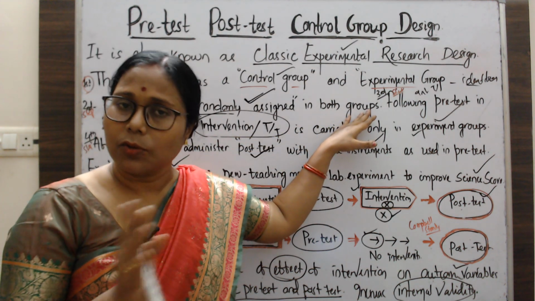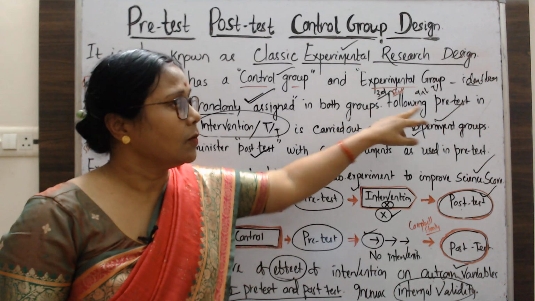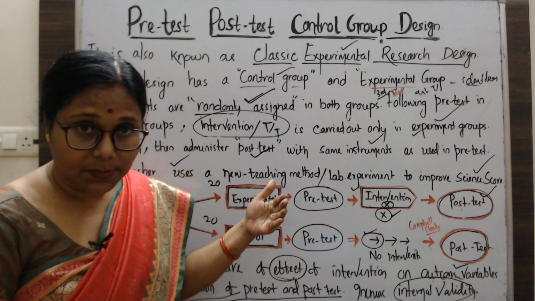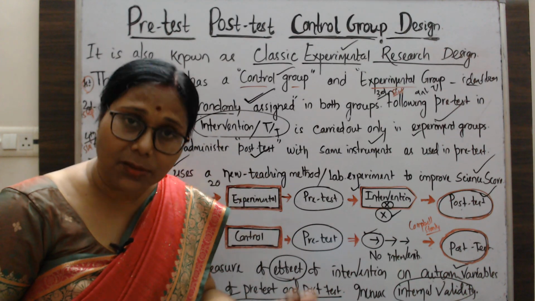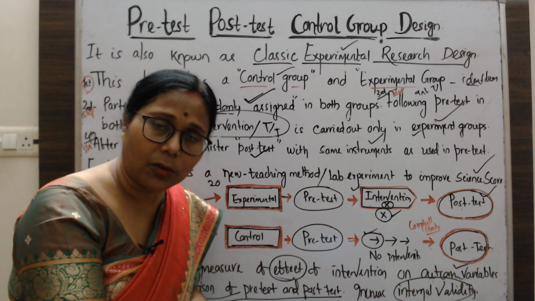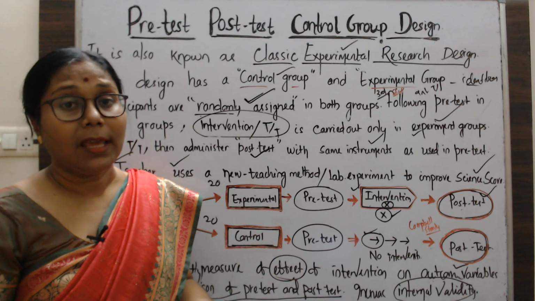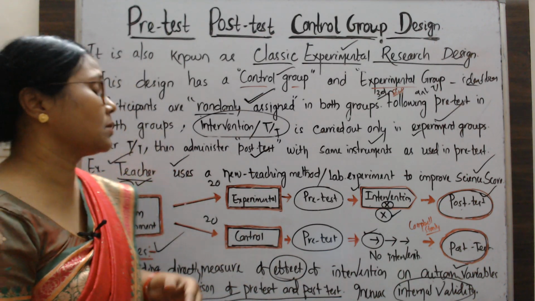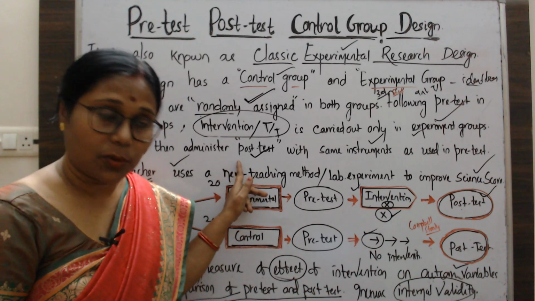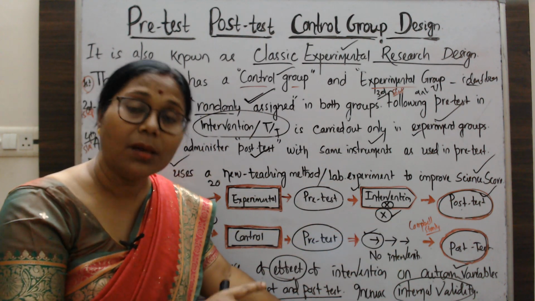Now the two groups are already in our hand, and we will go for the pre-test in both the groups. After the pre-test we will go for the intervention, and the intervention is given only to the experimental group, not to the control group. And after the intervention again you go for a post-test.